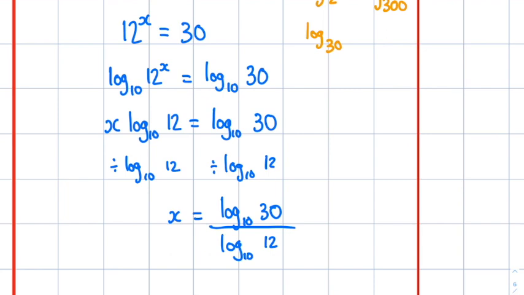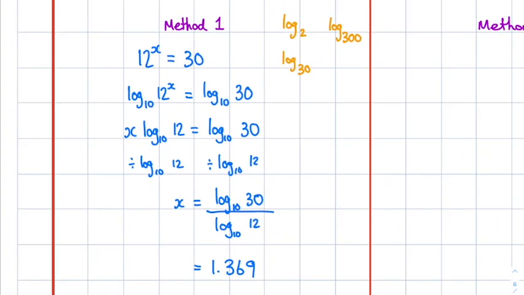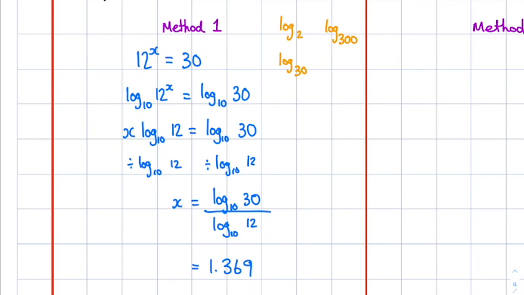The log button on our calculator is log base 10. So on your calculator, you can now type log of 30 over log of 12. Your calculator will do log base 10. So log base 10 of 30 over log base 10 of 12, you hopefully will get 1.369 when you round it to 3 decimal places.